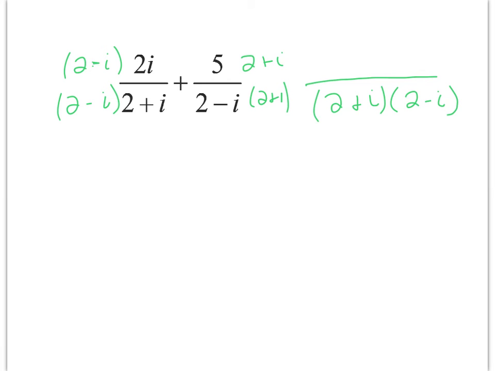Okay, you guys try that on your own. Simplify this fraction, and I shall be right back and go over it with you.